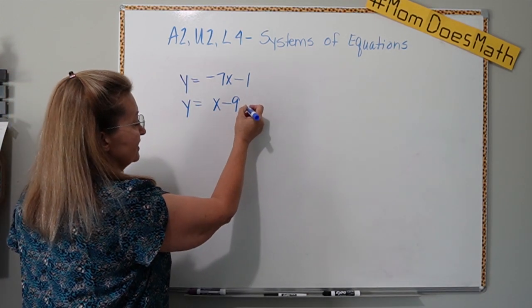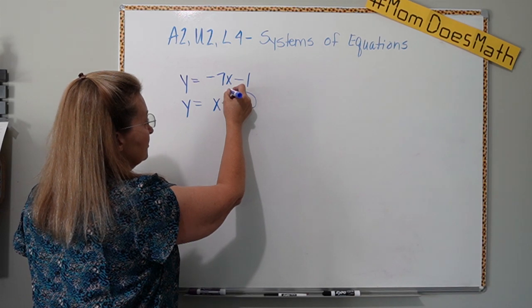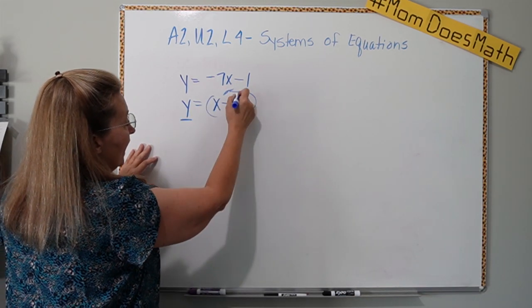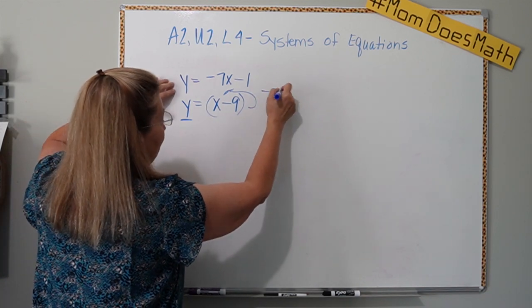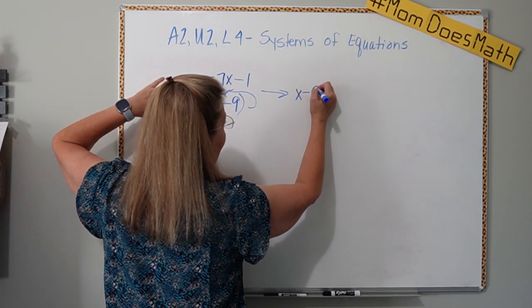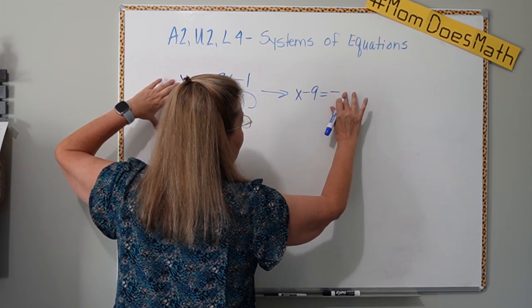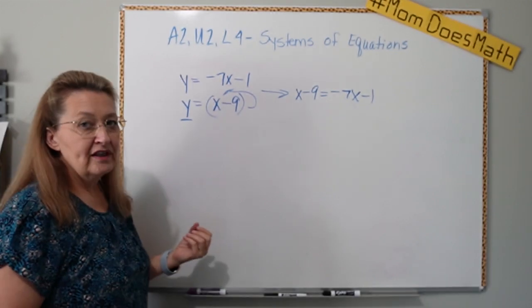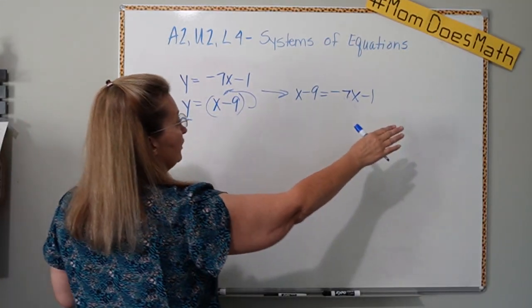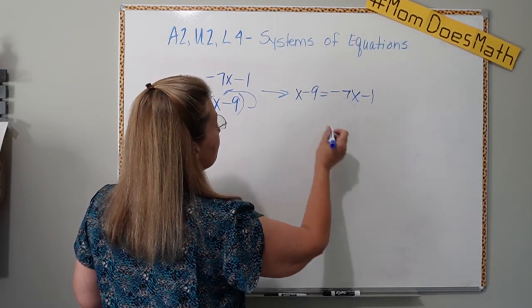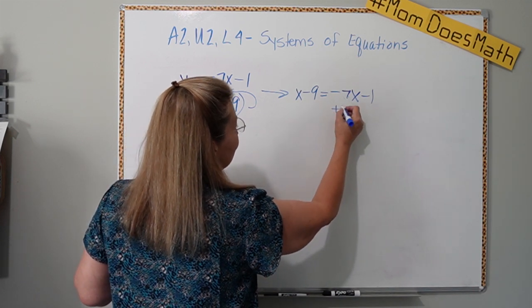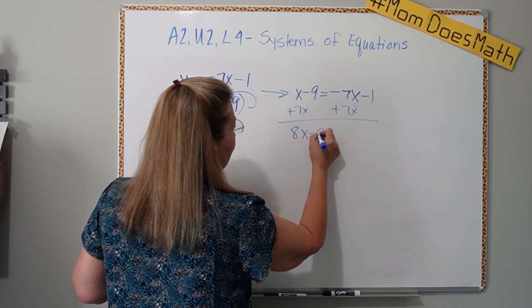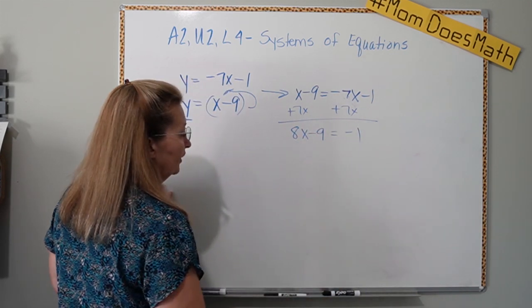I'm going to pick this second equation and I'm going to substitute it into this equation up here. So where there's a y, I'm going to put x minus 9. And what that's going to give me is x minus 9 equals -7x minus 1. All right. Now your next step was to solve. So that's what we're going to do, just using the steps to solving equations. Let's add 7x to each side. So now you have 8x minus 9 is equal to -1.